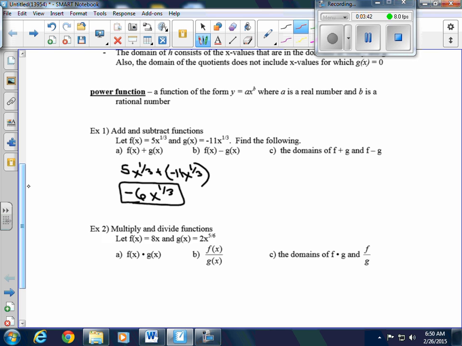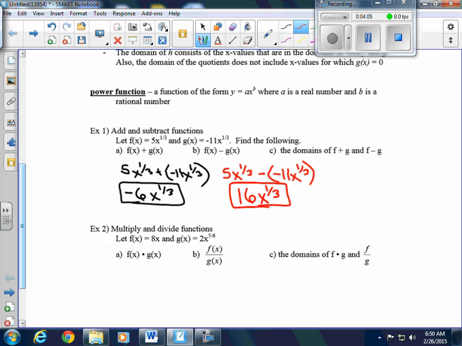Next one, f of x minus g of x. So we're going to have 5x to the 1/3 minus negative 11x to the 1/3. And now that's going to be 5 minus negative 11, so that's 5 plus 11, which is going to be 16x to the 1/3.